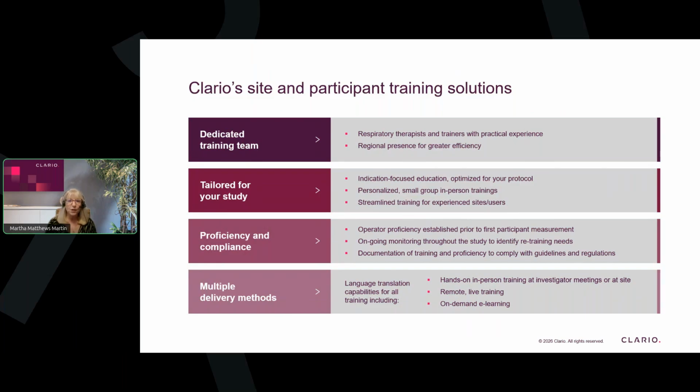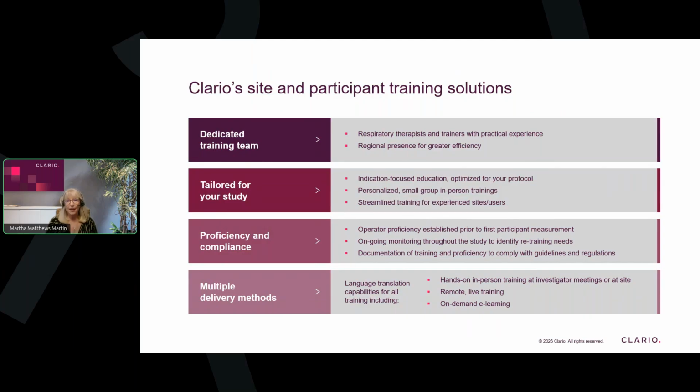Also just wanted to say that our approach is also multimodal. We have everything from online on-demand e-learning to instructor-led that is done both virtually and face-to-face, and that face-to-face small group can be done at investigative meetings or it can be done on site, whatever works best for the client.